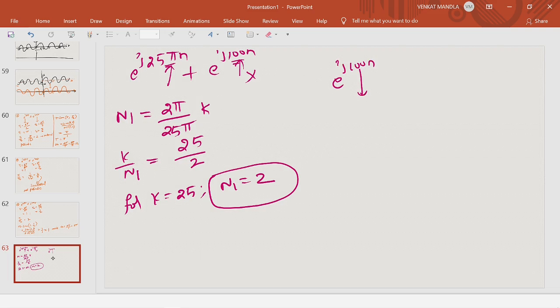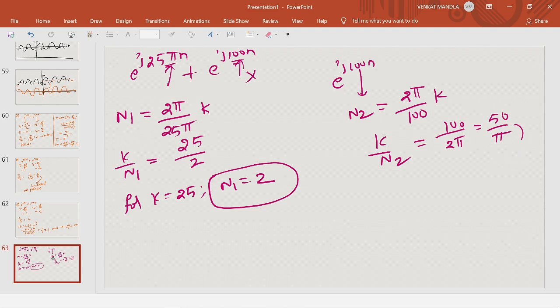Let us say N2 equal to 2 pi by omega naught into k. So k by N2 equal to 100 by 2 pi, that is 50 by pi. This is not rational, so you won't get an integer N2 for any value of k. K must be an integer, and for whatever value of k, you won't get an integer. That is why it is irrational, so this is not periodic.